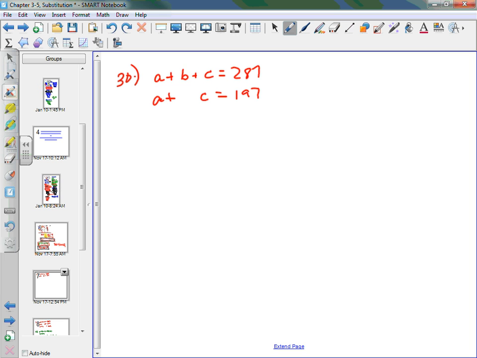The last sentence says, when only machines A and B are working, they produce 202 volts. So A plus B is equal to 202. There's your 3 equations. You may use any method you want. Okay? Now, number 32.